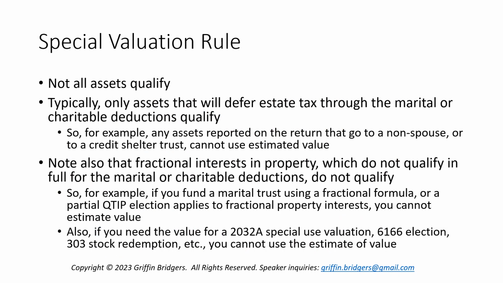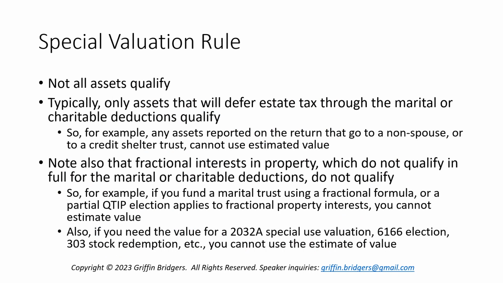So if you have, for example, an instrument that funds a marital trust using a fractional formula where part of the asset goes to a marital trust and maybe the other part goes to a credit shelter trust, or similarly, if you have a partial Q-tip election that applies to fractional interests, then those fractional interests don't qualify for this estimate of value, which is somewhat of a relief because technically fractional interests could, in that regard, generate discounts here, which would be difficult to calculate to begin with. But at the same time, it helps to really look at this in the context that you can only apply this to whole assets that qualify for the marital or charitable deductions.